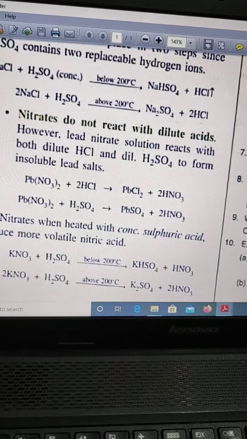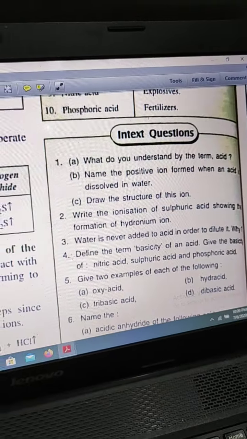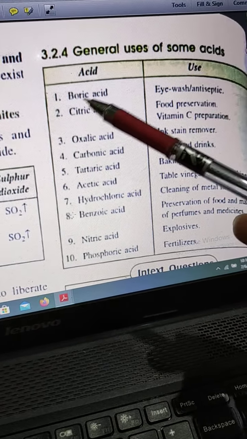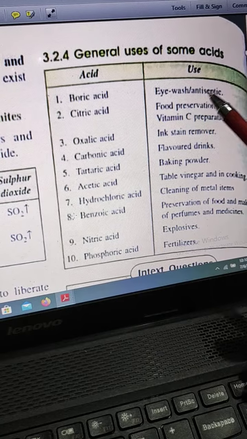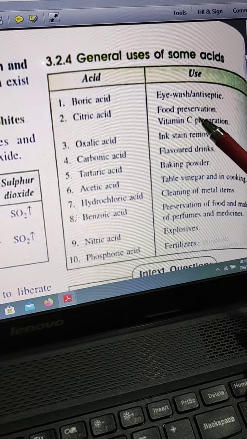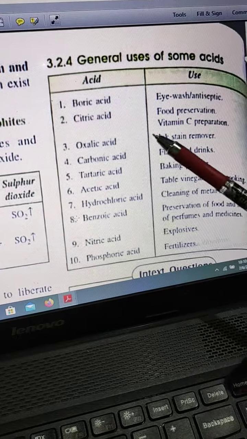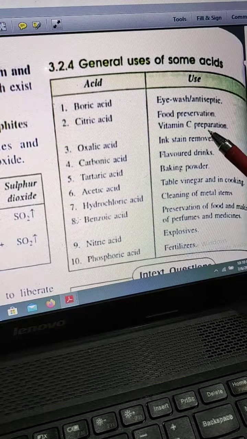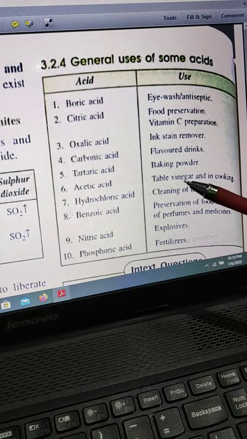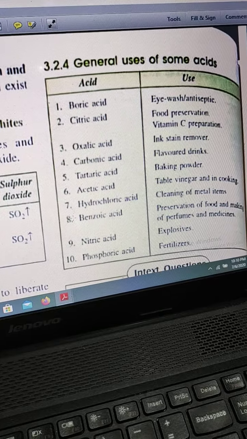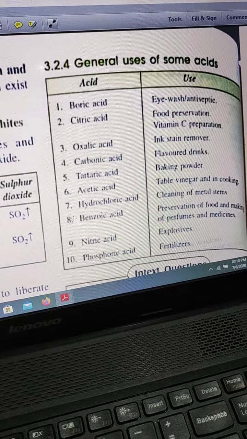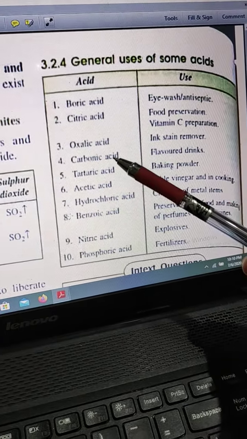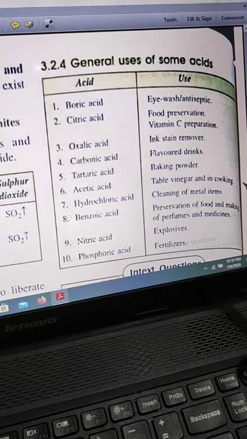The next thing that we need to know is the uses of some acids. You can go through this table. Boric acid is used as an antiseptic or eye wash. Citric acid is used as a food preservative or vitamin C. Oxalic acid as an ink stain remover. Carbonic acid is used in flavored drinks. Tartaric acid, in baking powder. Acetic acid, in vinegar, and is used in cooking. Hydrochloric acid, for cleaning of metal items. Benzoic acid, for preservation of foods. Nitric acid is used in explosives. And phosphoric acid is used in fertilizers.